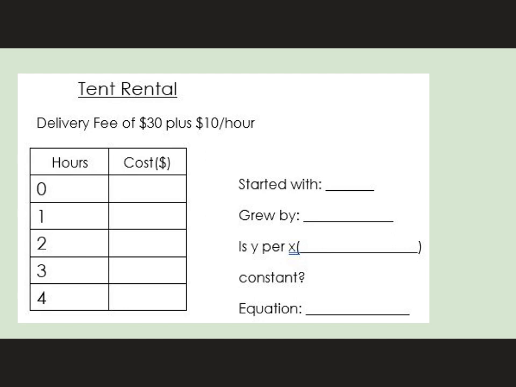So now let's look at a non-example. You're renting tents for your birthday party in your backyard, and there's a delivery fee of $30, and then you're charged $10 an hour. So let's start with this first one.